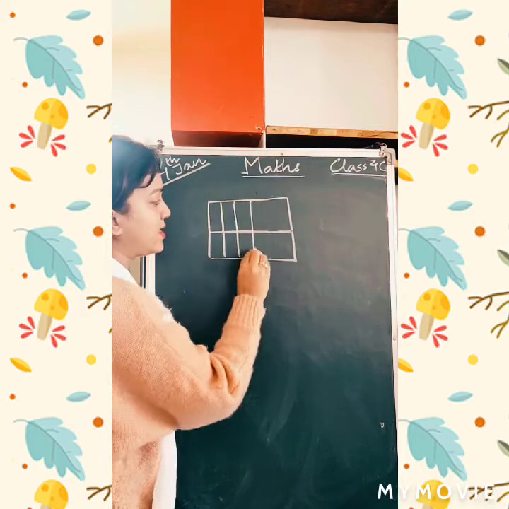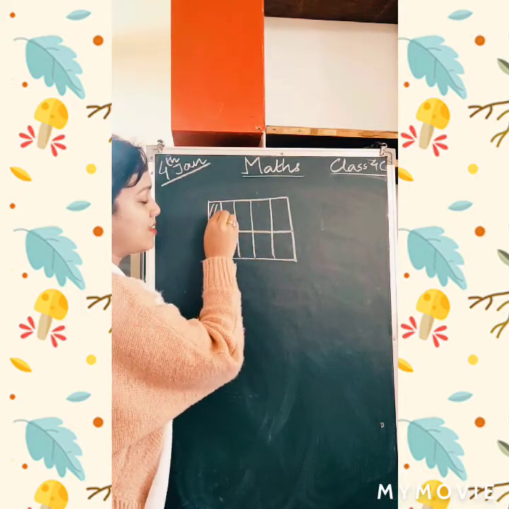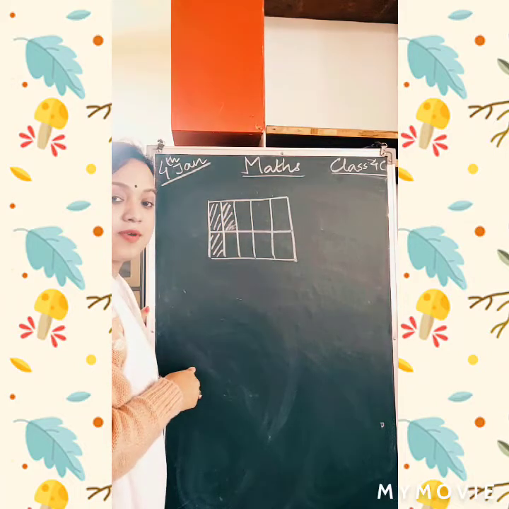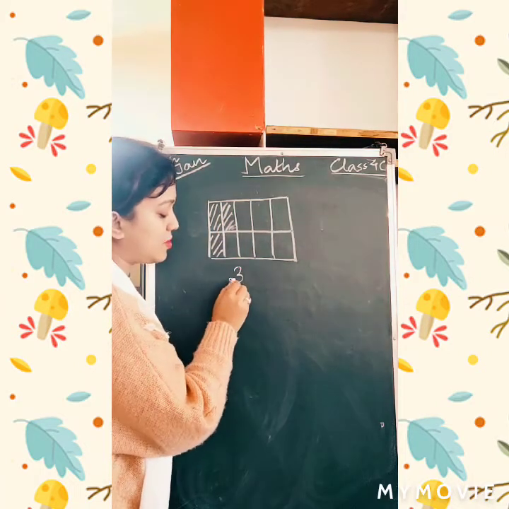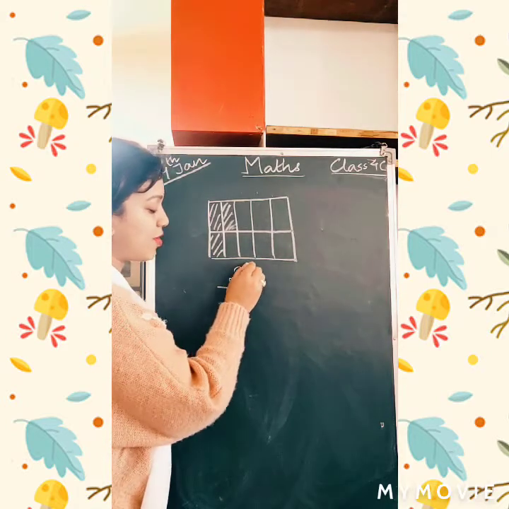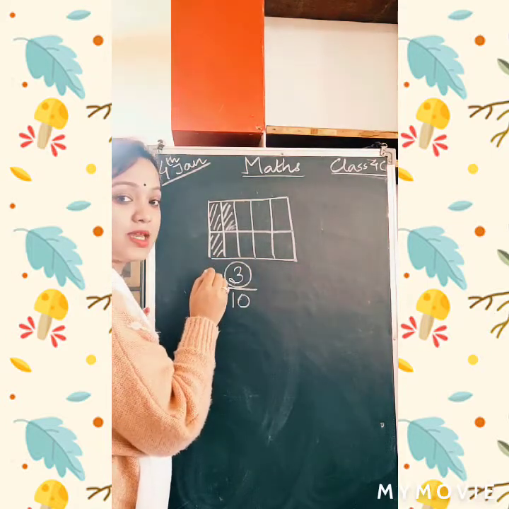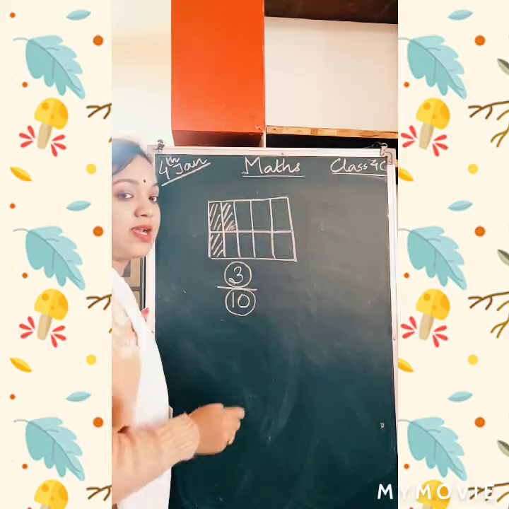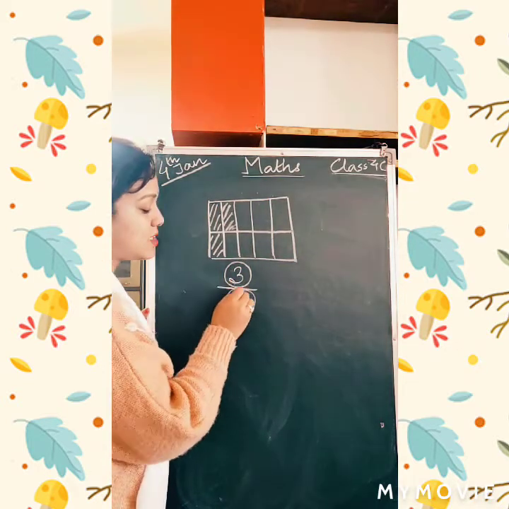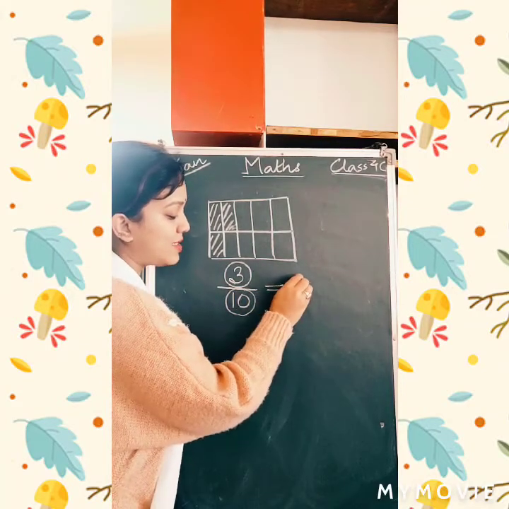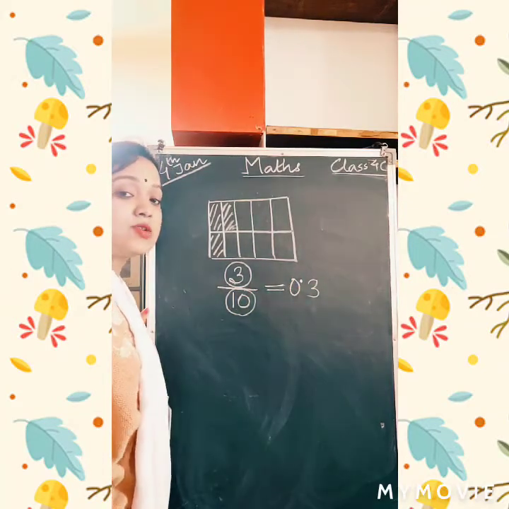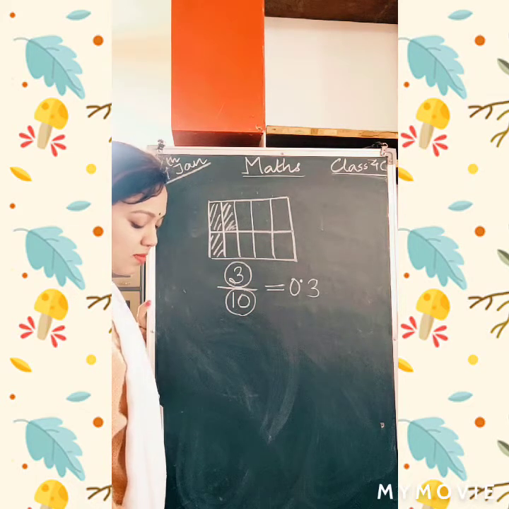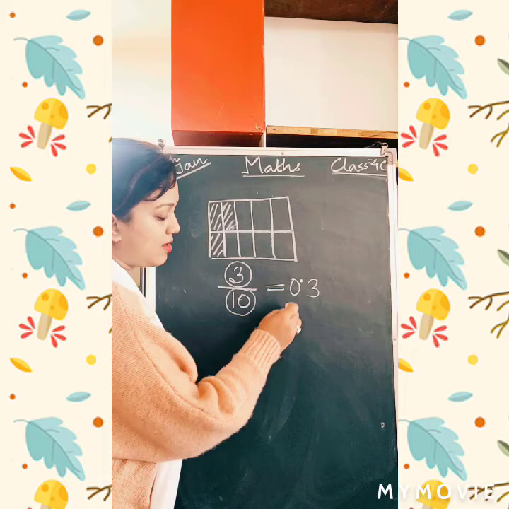Okay. Now, I will take a square, divide it into 10 equal parts, correct, and then I shade 3 parts of it. So, this shaded figure I can simply represent as 3 by 10. Why? Because this 3 is the number of shaded parts and this 10 is the number of parts the whole square is divided into. Correct? So, this 3 by 10 can also be written as 0.3. When you divide 3 by 10, you will get 0.3.